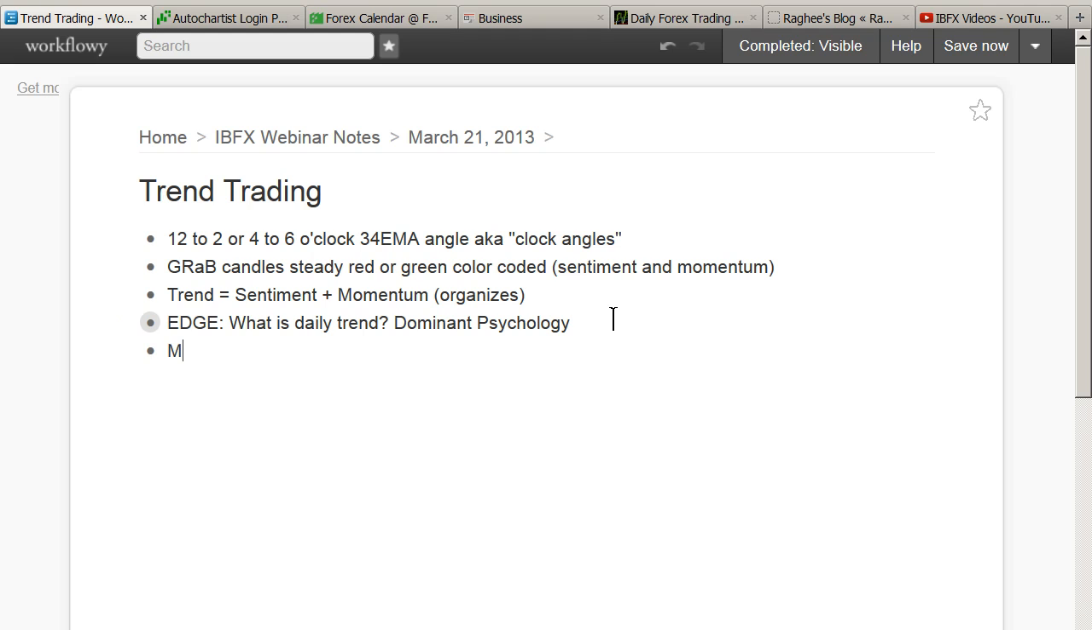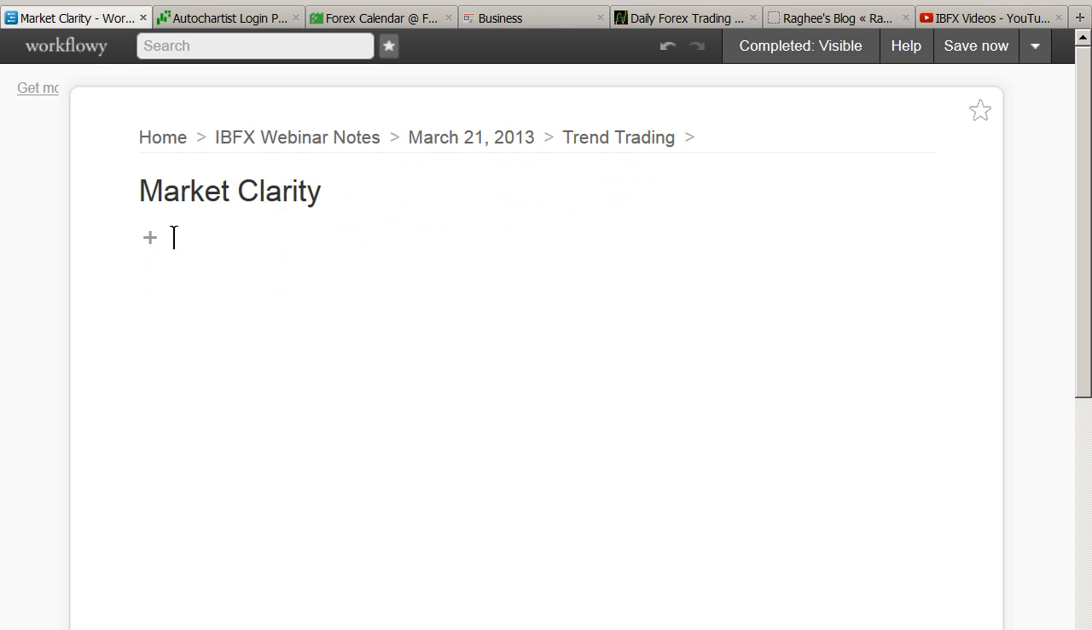We're trying to find market clarity. And market clarity is defined by three things. We use the wave to do it. So you're going to use the 34 EMA wave, and you're going to ask three simple questions. Is the wave smooth? Again, we're talking about 12 to 2 and 4 to 6 o'clock wave angles. And as it's moving down in that angle, we're asking ourselves, is the wave smooth?